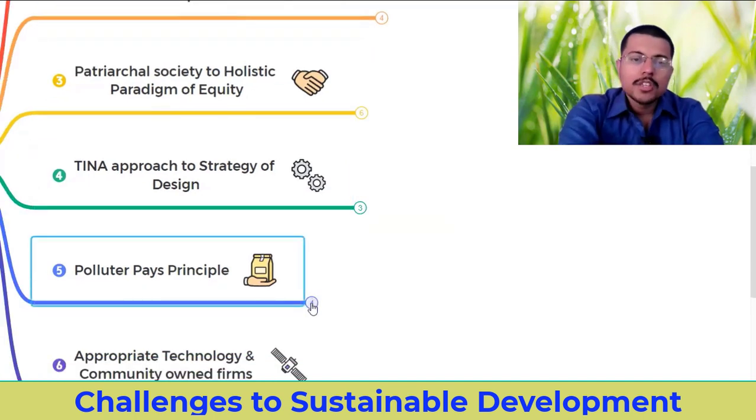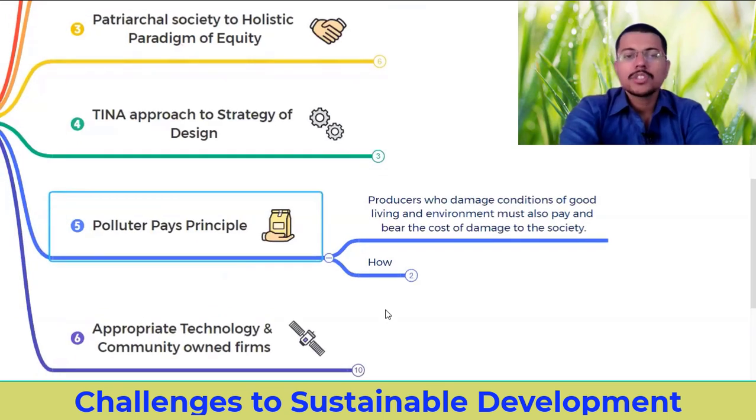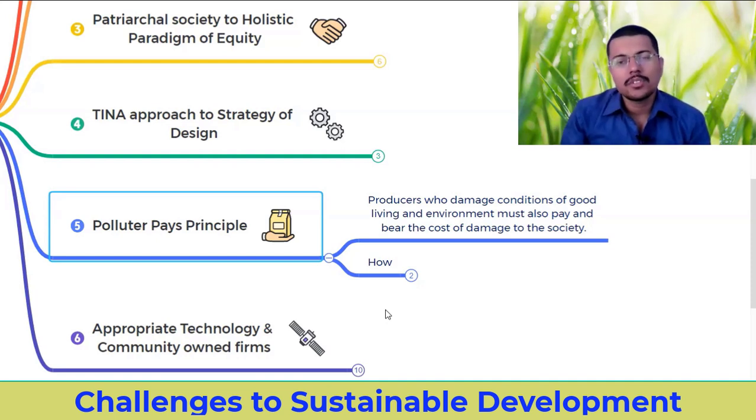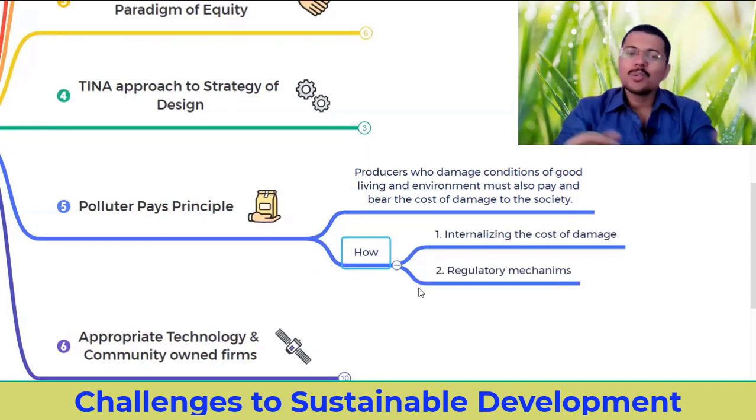Then fifth is the polluter pays principle, which means producers who damage the conditions of a good living environment must also pay and bear the cost of damage to society. If a producer is creating sewage or polluted water, then a water treatment plant has to be built. The cost of that has to be included in the price of the product. So how do we do it?